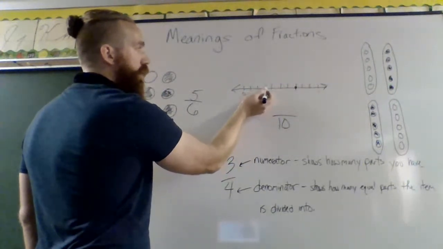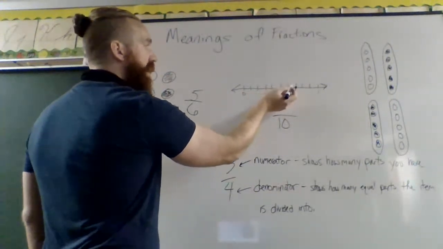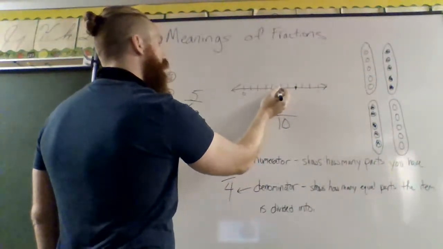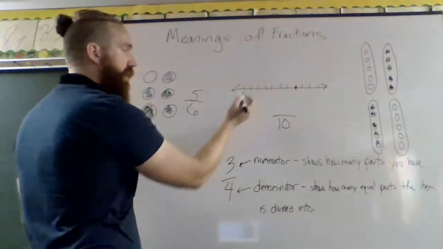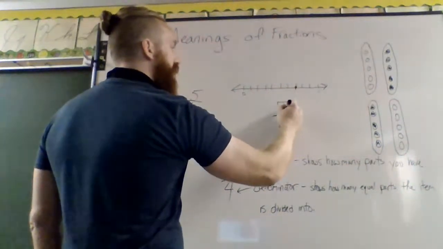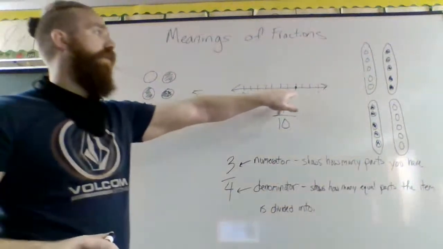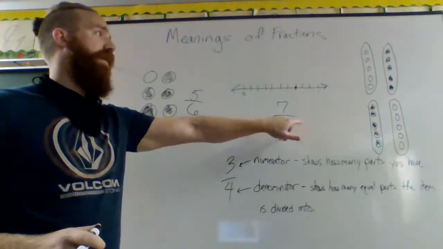1, 2, 3, 4, 5, 6, 7. Double check. Ready? So 7 out of 10 because we are on the 7th part of the 10th space on the number line.